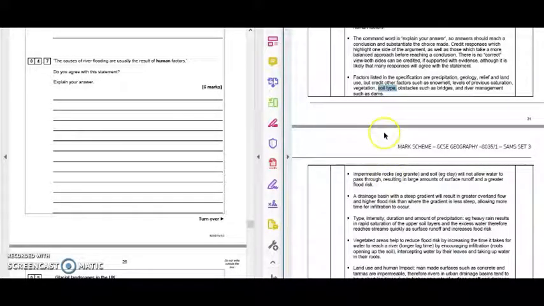Final one: if there are a lot of rivers already in the area, we call that a high drainage density. So if there are lots of rivers, then the chances of flooding will be high just because there's lots of water in a small location. So you need to balance your answer, maybe talk a bit about Boscastle as well to evidence some of your points and come to a balanced conclusion.